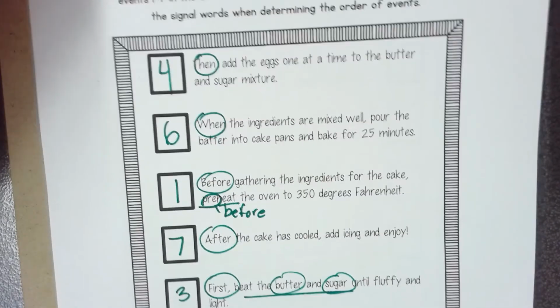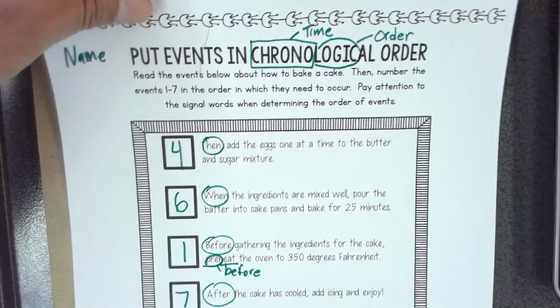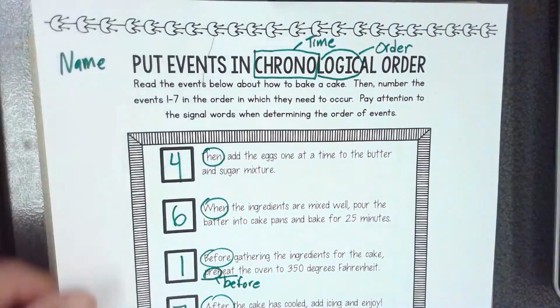So you were able to put the events in order, the recipe on how to bake a cake in order, from the first step all the way to the last one, the seventh step. Good job. Now let's turn it over to the back.